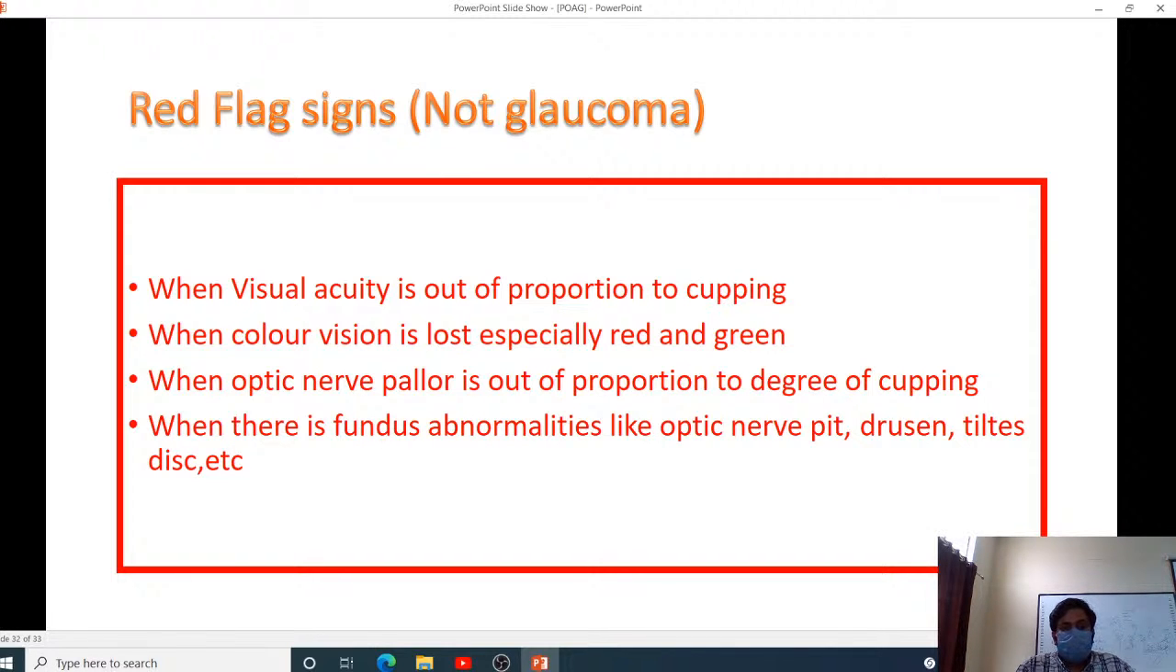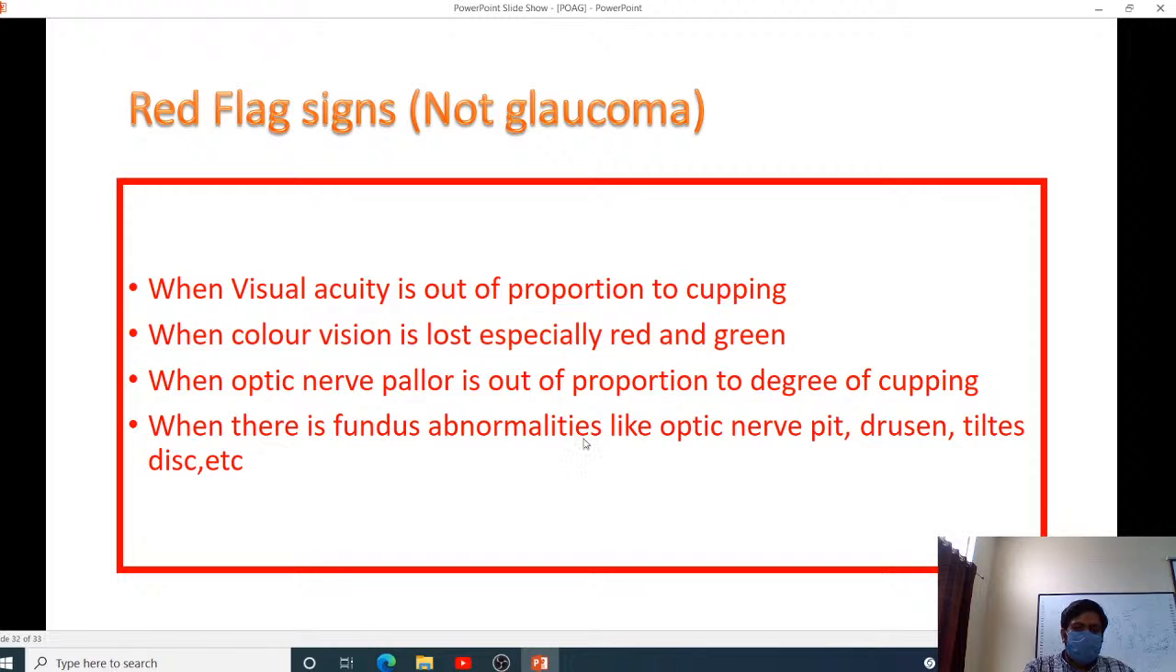And when the optic nerve pallor is out of proportion to the cupping, like the cup should be there, and adjacent to the cup a rim should be there where normal ganglion cells should be present. If it is not there, that means the patient has pallor which is out of proportion, and you should investigate these patients, because most of them will have some underlying neurological pathology, some pituitary adenoma or some other brain tumor, craniopharyngioma may be there, or the patient will have secondary optic atrophy due to some other cause, maybe due to papilloedema. So you have to remember.